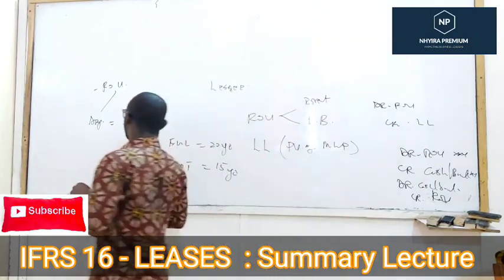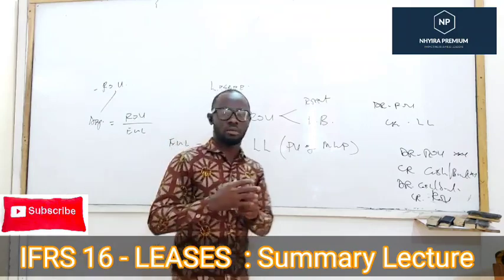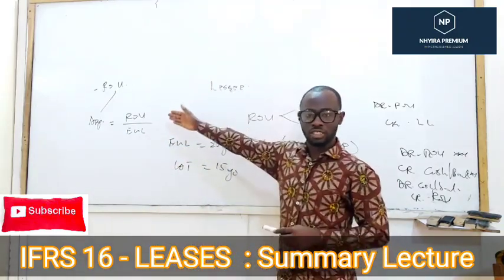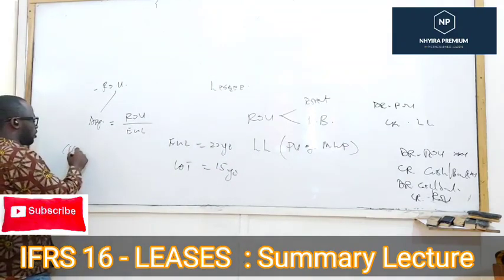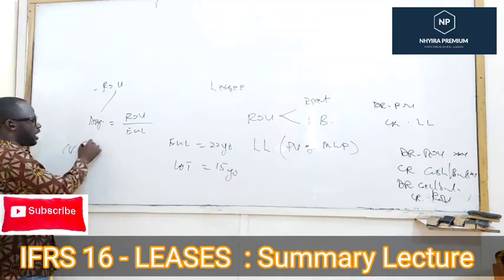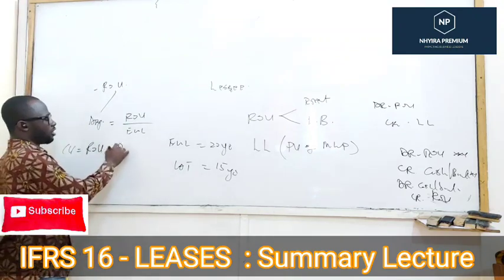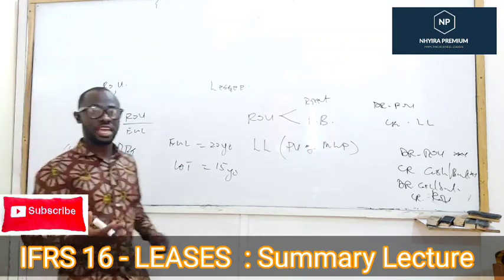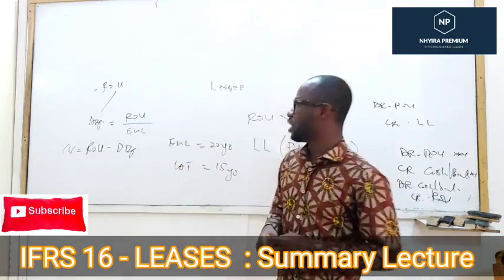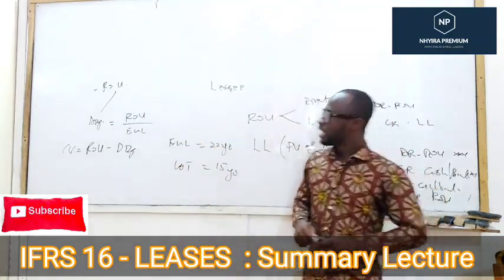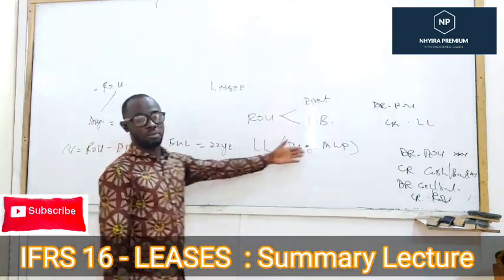So that is what you have to understand when we talk about subsequent measurement on the right of use of assets. It means that the carrying amount will be the right of use at the initial recognition minus the depreciation for the year, and the same amount of depreciation will be charged over the economic useful life of the asset. Then the final thing has to do with the lease liability.